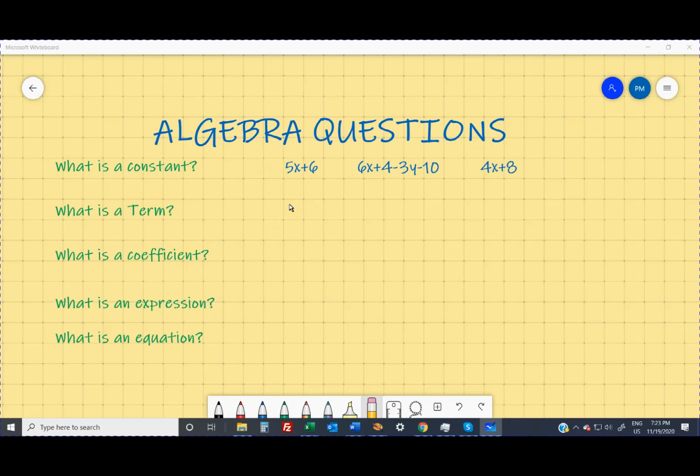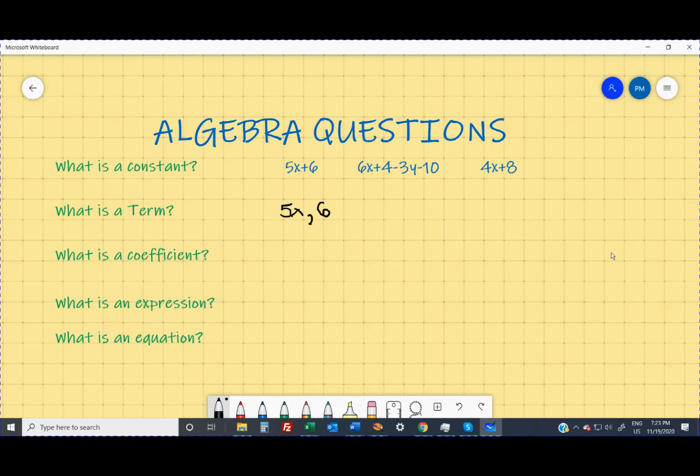So let's get those down here. 5x is one term and 6. Put a comma in between, okay? Next expression. So again, the same thing.